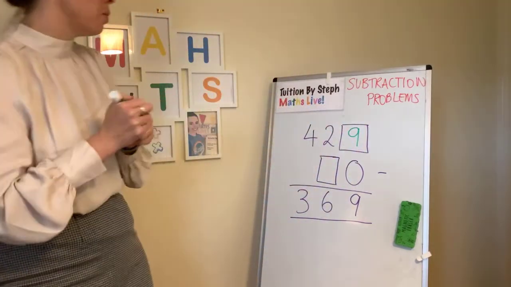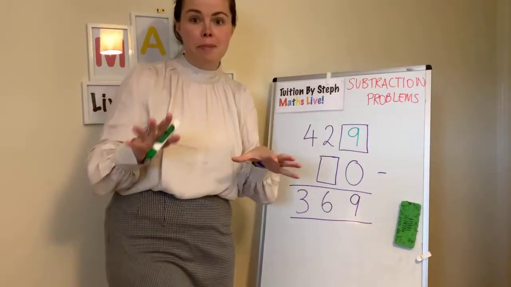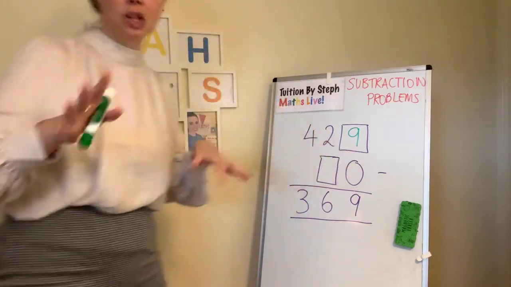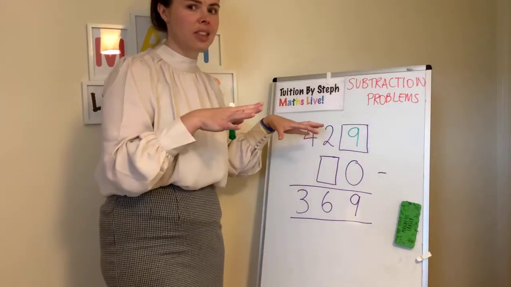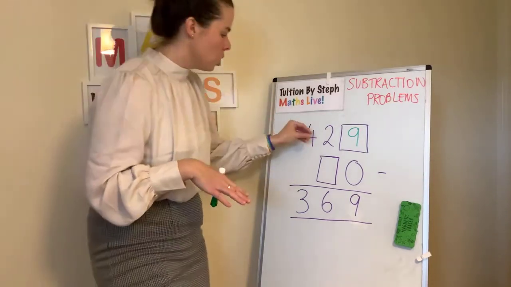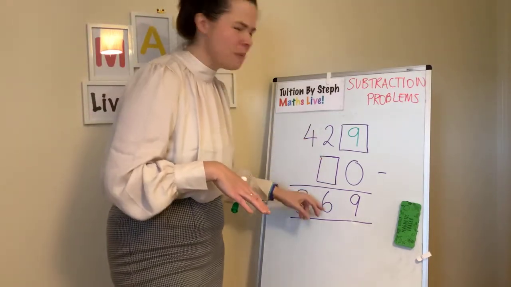And let's check if that works. So 9 take away 0 is 9. But remember, we can come back to it. We can go away, have a look, check. Does it make sense? Just like the last one. 2, something take away 2 makes 6.